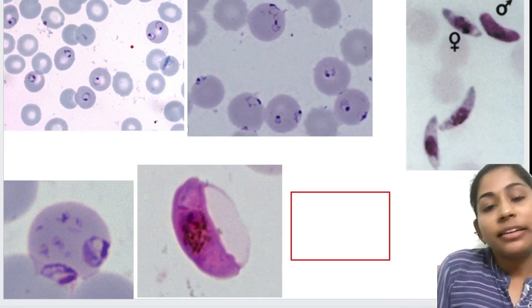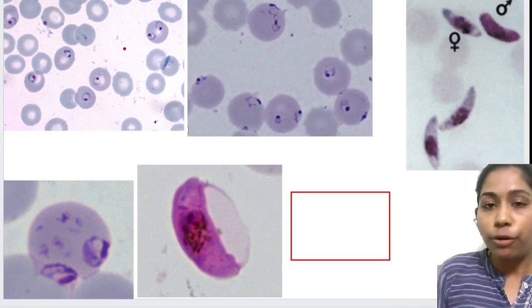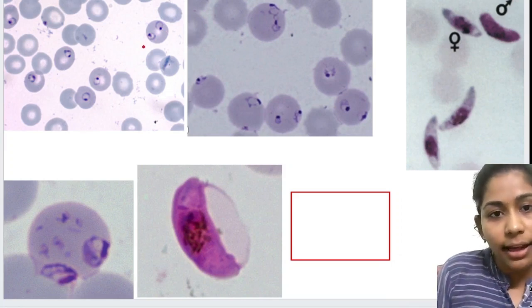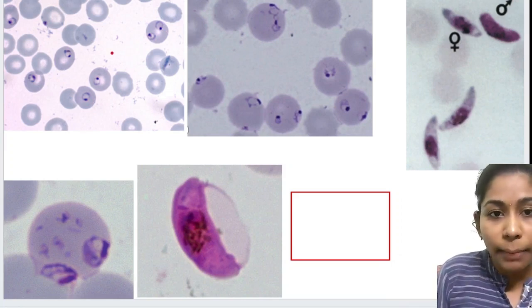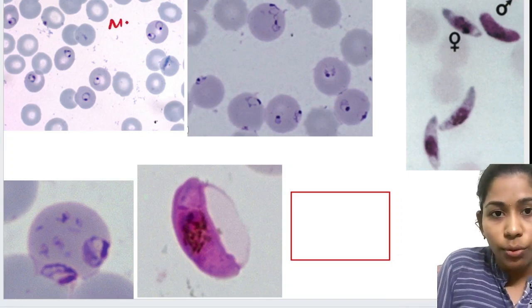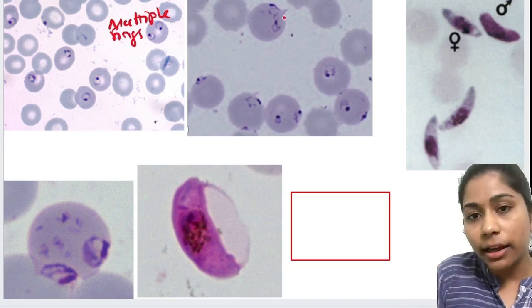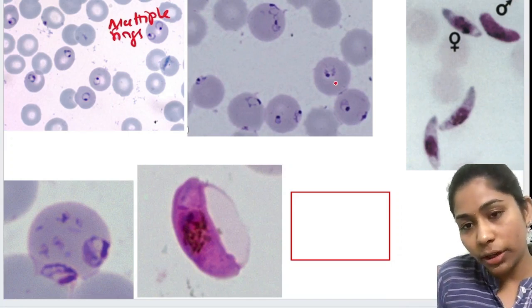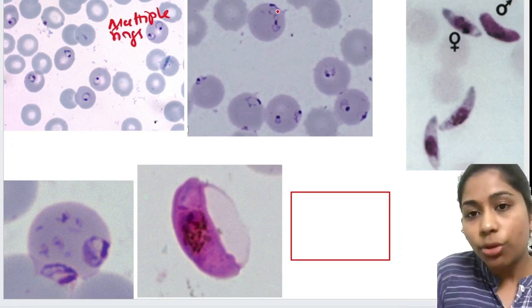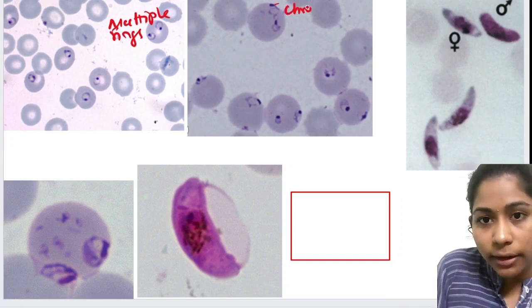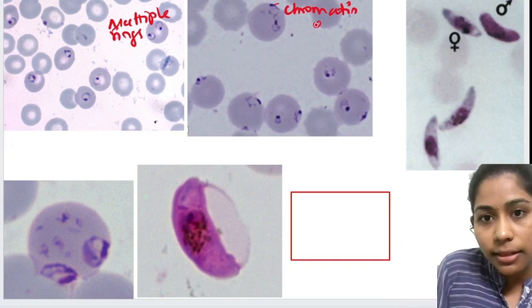What is the first stage in the erythrocytes? It is the trophozoite, early trophozoite, that is the ring stage. Can you see the proper nice rings here, one ring in each RBC, but multiple rings also in a single RBC. If you zoom in on these RBCs, what is this dot? This is the chromatin dot.